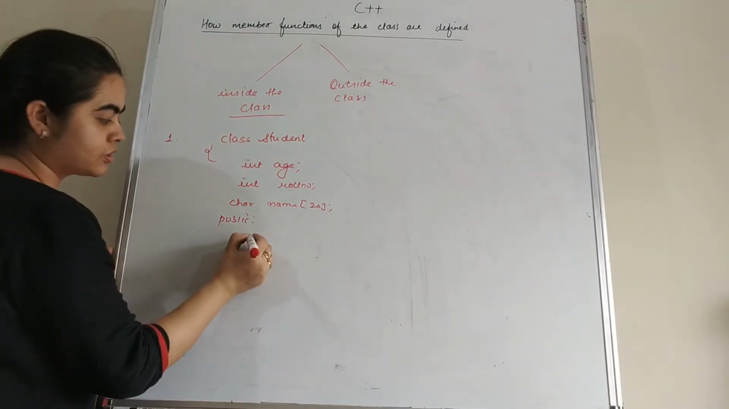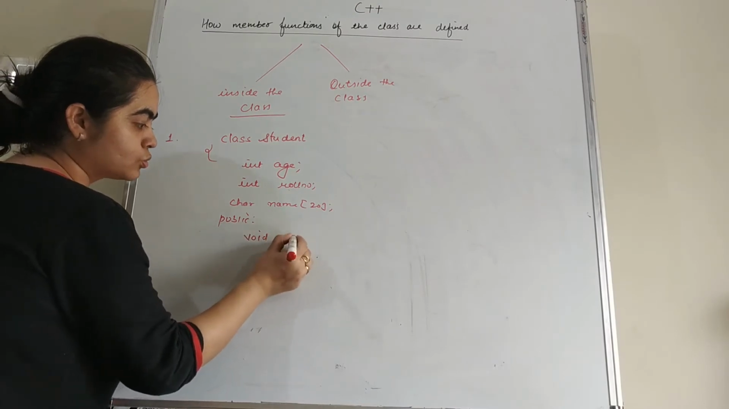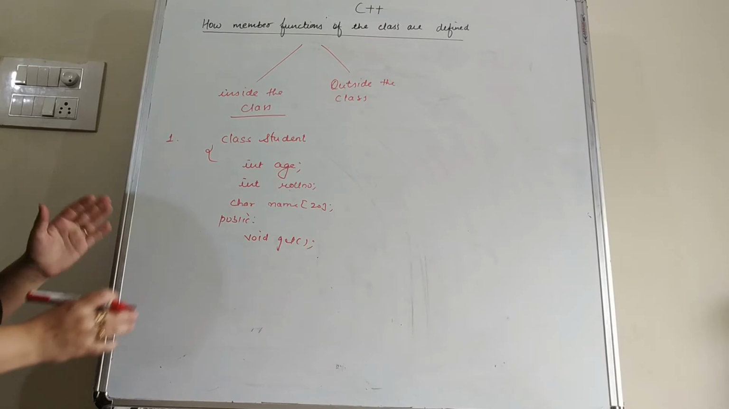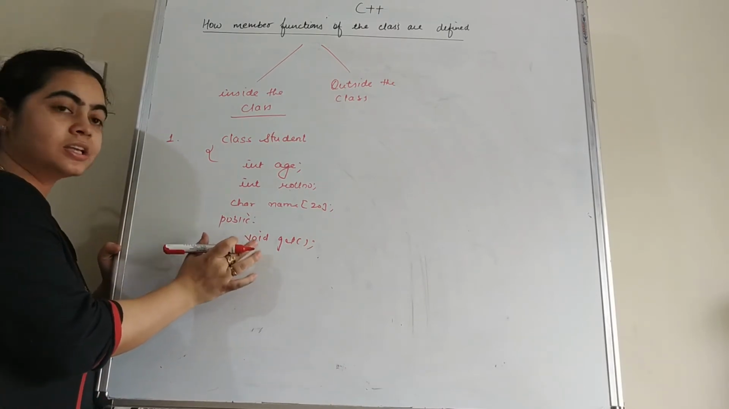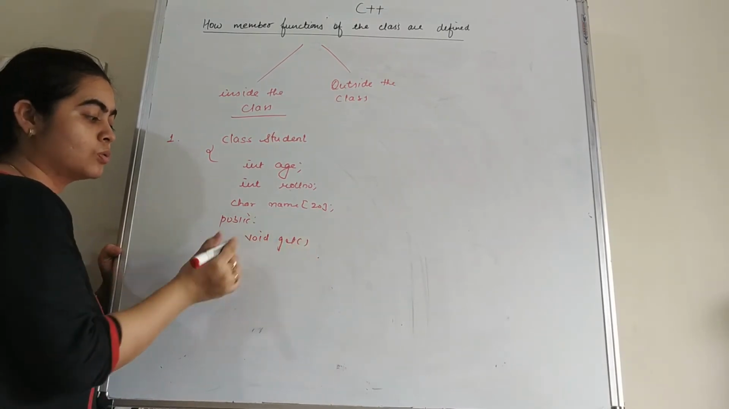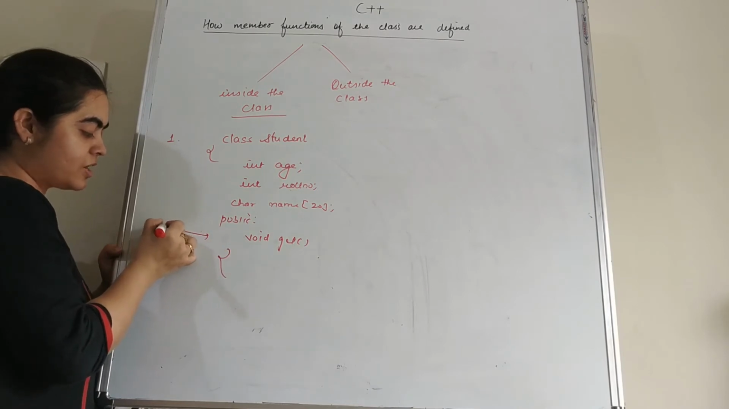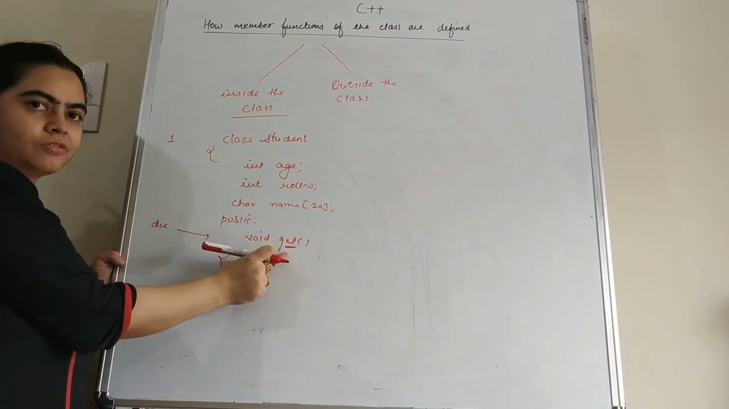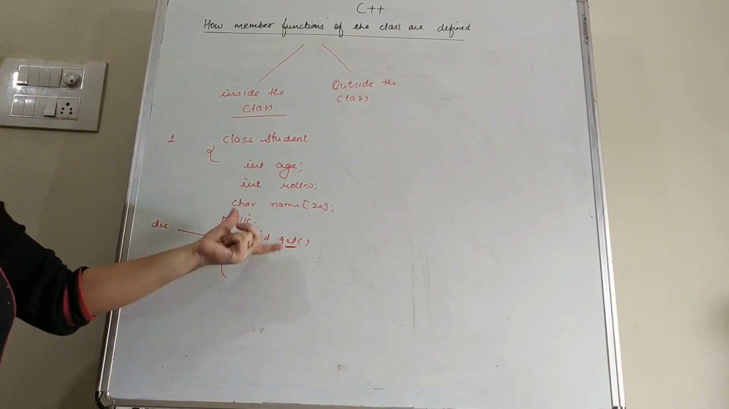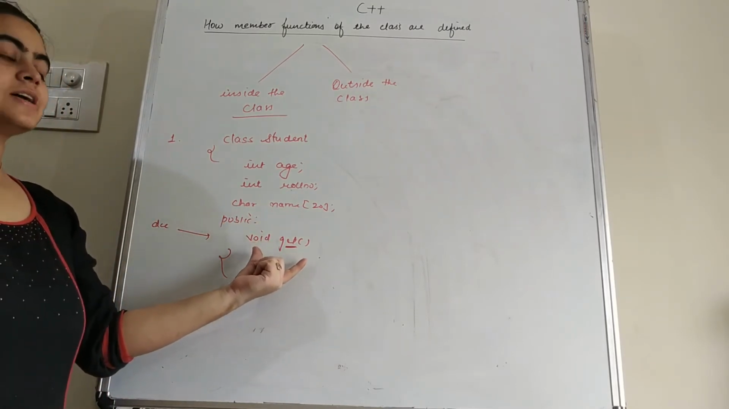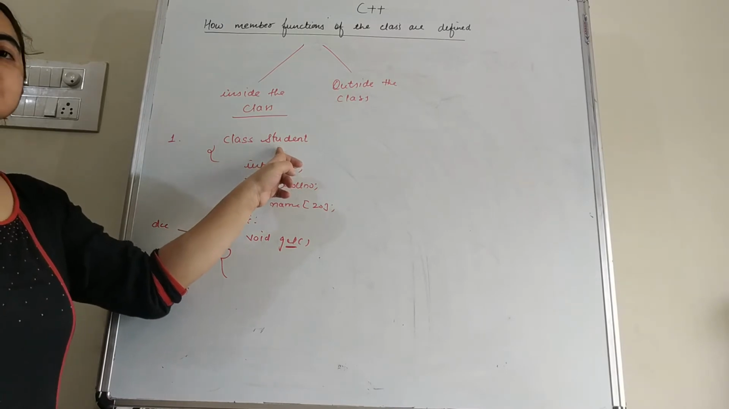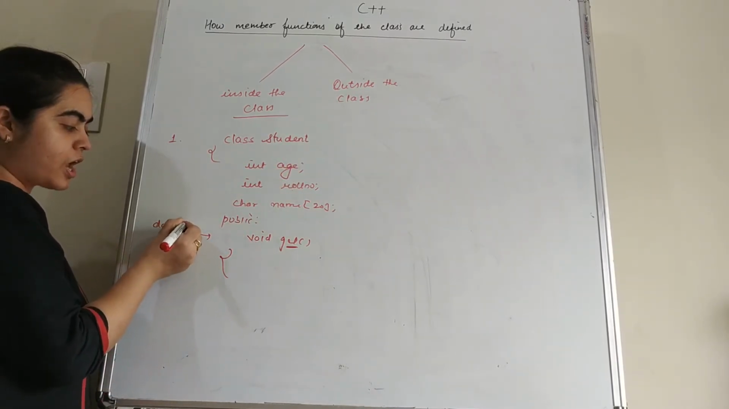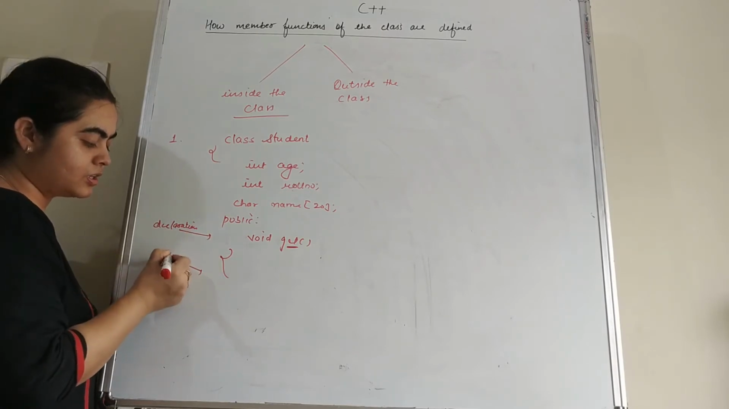So first function is void get. So students, normally we can write the member functions here only. So now we have to define this member function here also. So this is the declaration. That means this function that belongs to the student class we are declaring within the class. So if we are declaring this within the class, that means this function belongs to this class only. So this is the declaration of function, and after this we have to define the function.